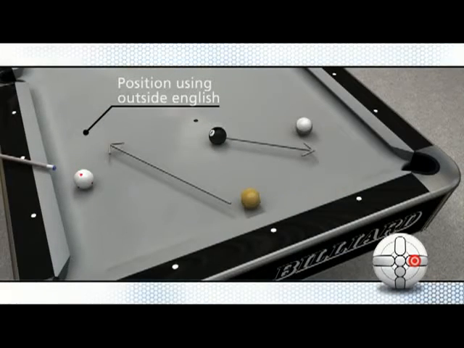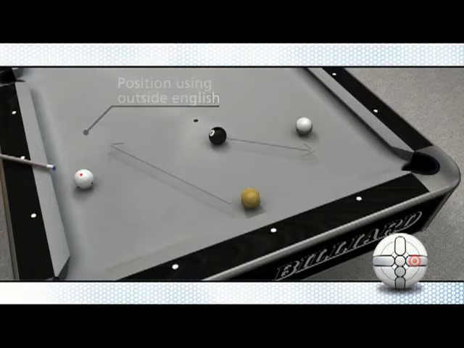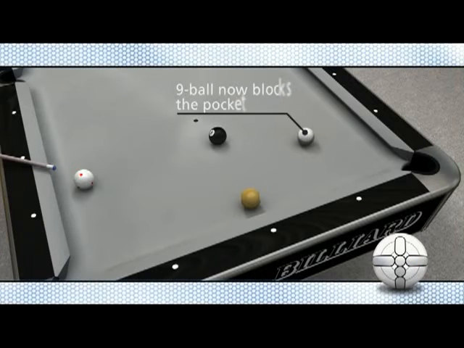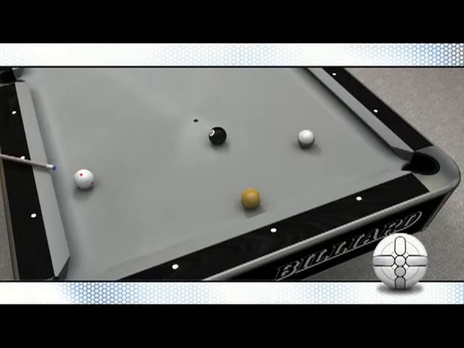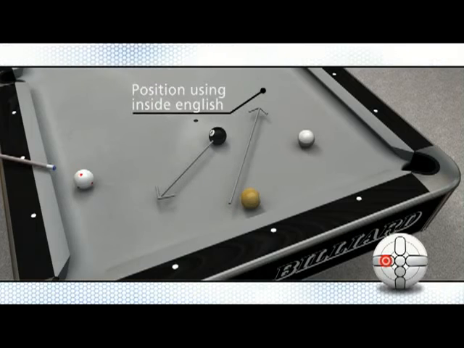Let's repeat this example, but this time the path of the 8 ball to the right corner pocket will be blocked by the 9 ball. Although you could attempt to use outside English again and settle for a combination shot on the 9 ball, a much better option would be to use inside English this time.